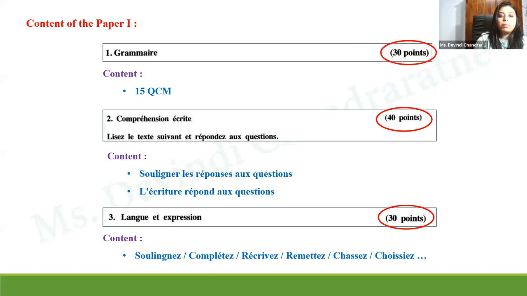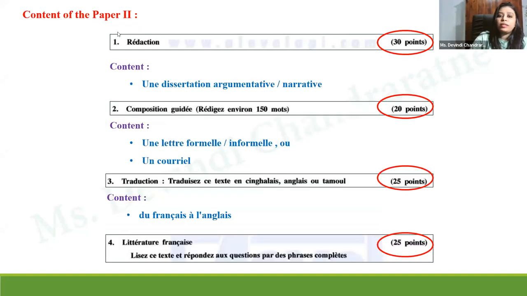For now, remember that it tests your current knowledge, the vocabulary, daily discourse and all within this question, right? And then moving on to the next one, the content of paper two. Paper two is the writing paper, the written paper. The first question is the redaction, which means the essay question. And here you will be allocated 30 marks again.